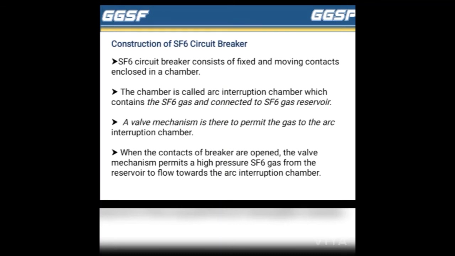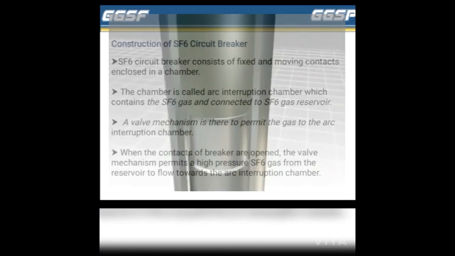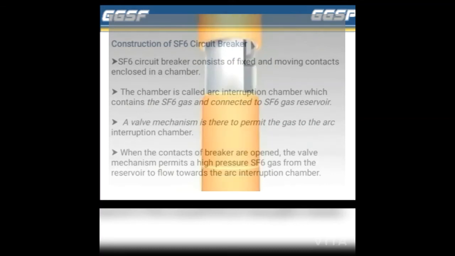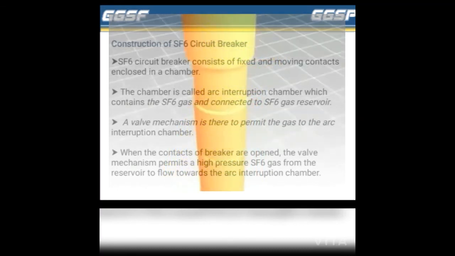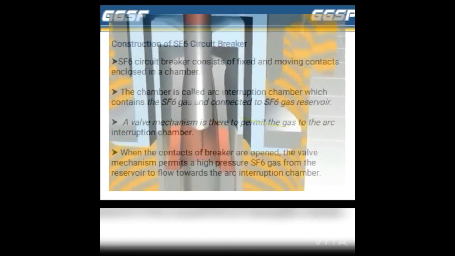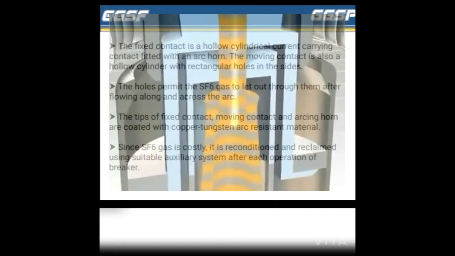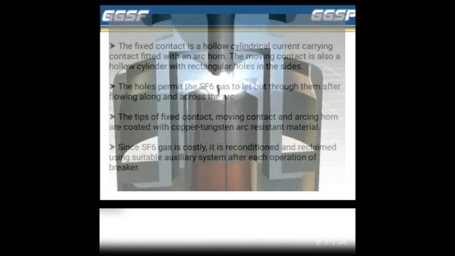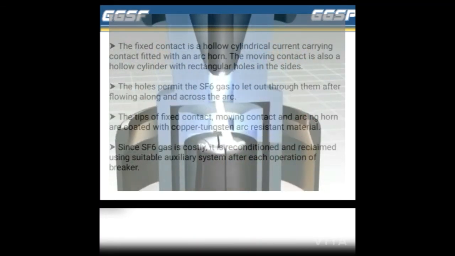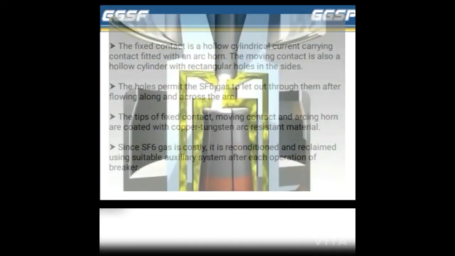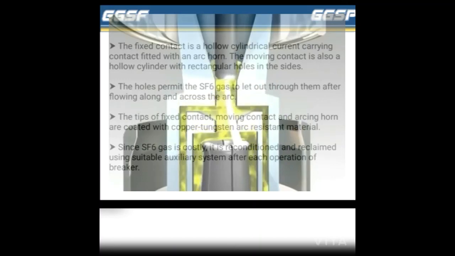Construction of SF6 circuit breaker. SF6 circuit breaker consists of fixed and moving contacts enclosed in a chamber. The chamber is called the arc interruption chamber, which contains the SF6 gas and is connected to the SF6 gas reservoir. A valve mechanism is there to permit the gas into the arc interruption chamber when the contacts of the breaker are open. The valve mechanism permits high pressure SF6 gas from the reservoir to flow towards the arc interruption chamber.